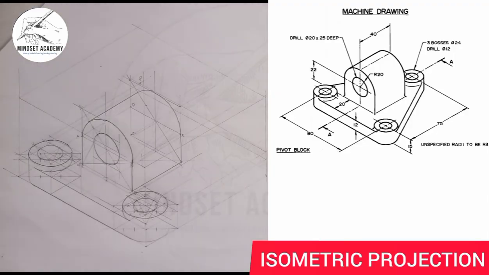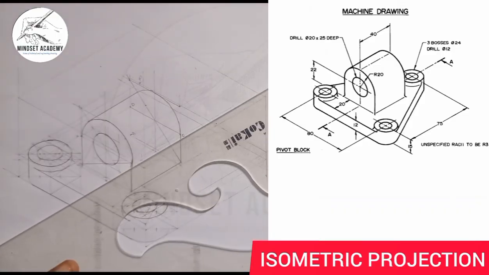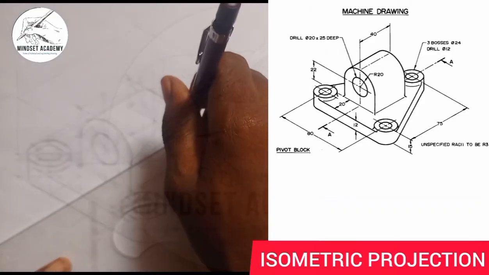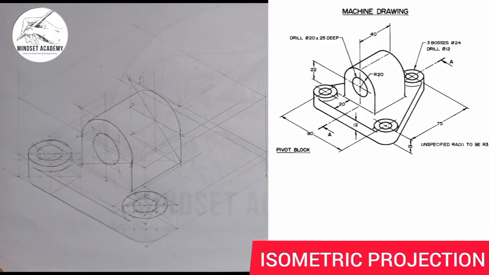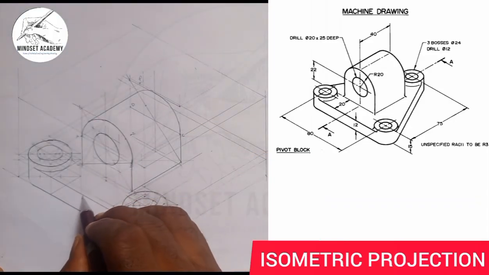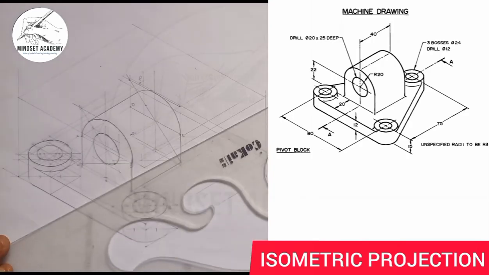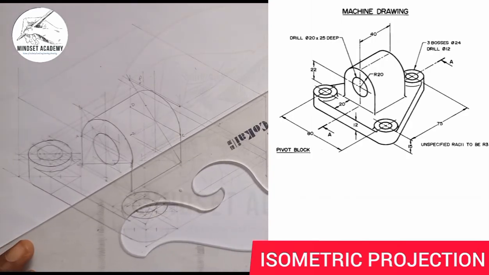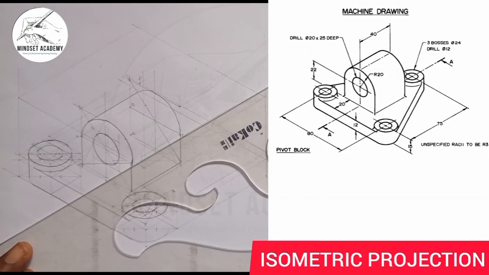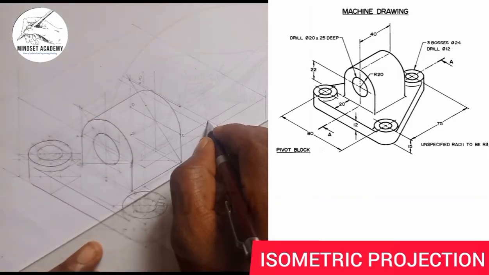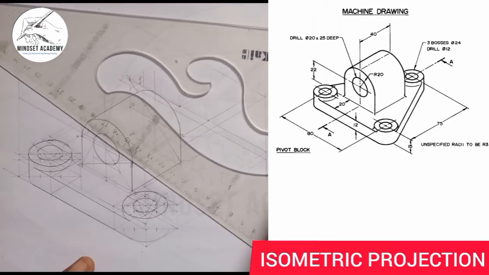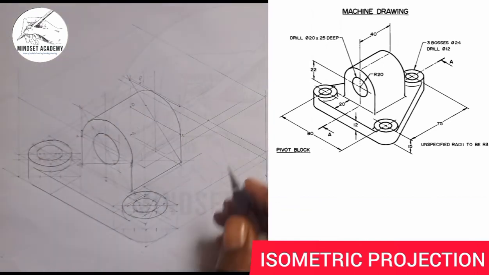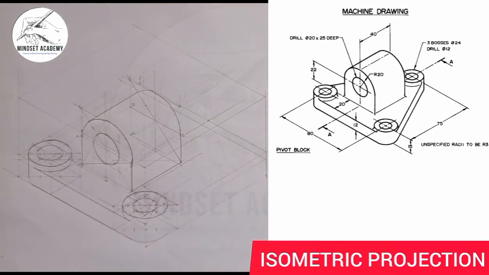So if you look at this closely, this point is at the center here, this line you see. So where it meets this line you see here, this line, this particular line here, that is where the circle is. So from here now, I'm going to measure backward.